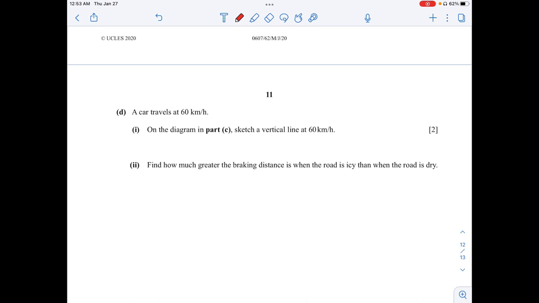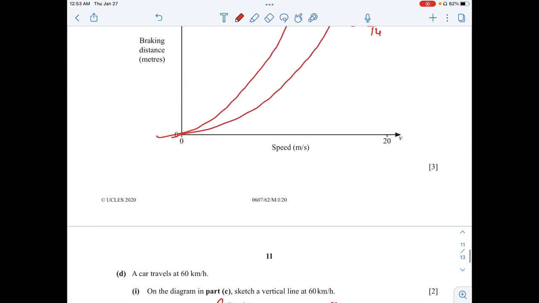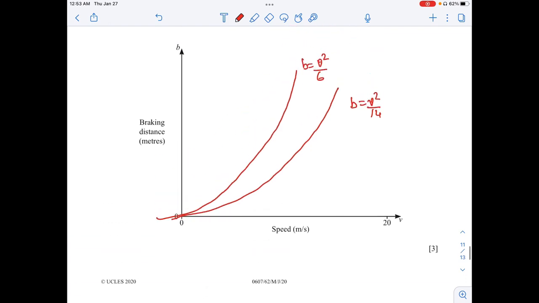A car travels at 60 kilometers per hour. On the diagram in part C, sketch the vertical line for 60 kilometers per hour. 60 kilometers per hour is 1000 meters divided by 60 times 60. Do it on the calculator, it should be 16.7. So the speed is going to be 16.7, so draw a vertical line from 16.7.